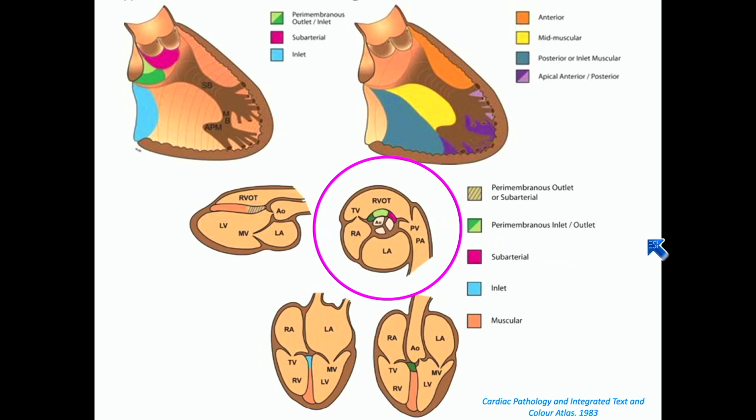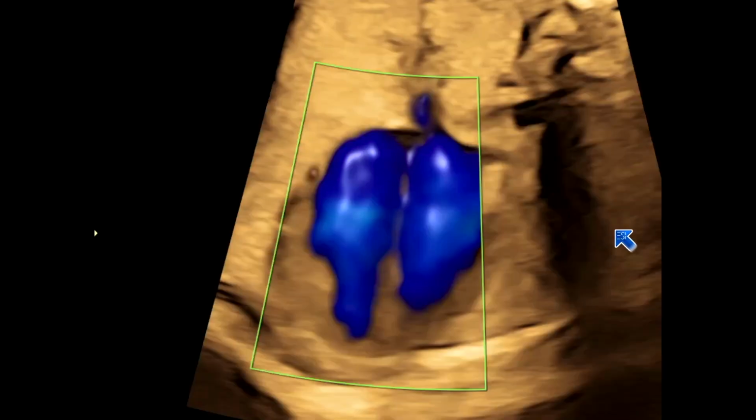But again, this is from a cardiac pathology atlas that's 40 years old, but it really emphasizes that these perimembranous inlet, outlet, and subarterial defects are amenable to diagnosis in that high short axis view.